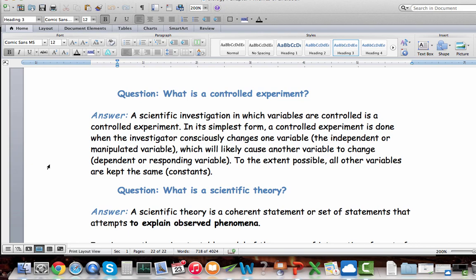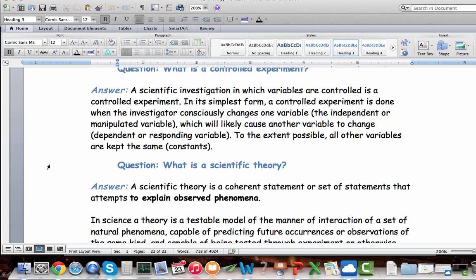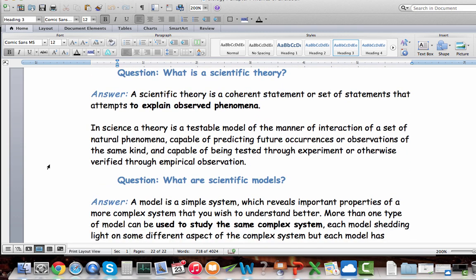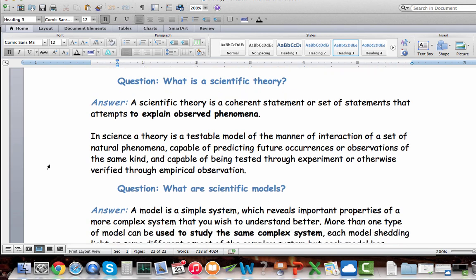Question: what is a controlled experiment? Answer: a controlled experiment is a scientific investigation in which variables are controlled. In its simplest form, a controlled experiment is done when the investigator consciously changes one variable, the independent or manipulated variable, which will likely cause another variable to change, which would be a dependent or a responding variable. To the extent possible, all other variables are kept the same and they are known as constants.